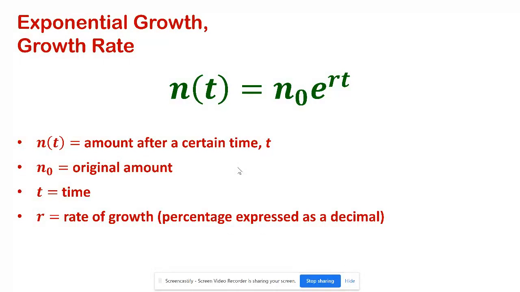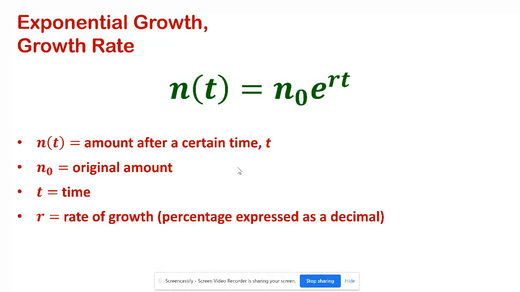So very similar setup here. We have n of t, that's our final amount. We have n sub 0, that's our starting amount. But here, we're multiplying by e, because here we're dealing with things that are growing exponentially, continually. And we learned in an activity last week that when things grow continually and are growing exponentially, this number e comes into play.